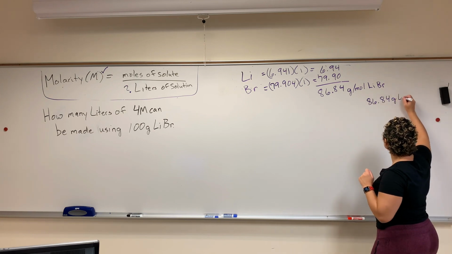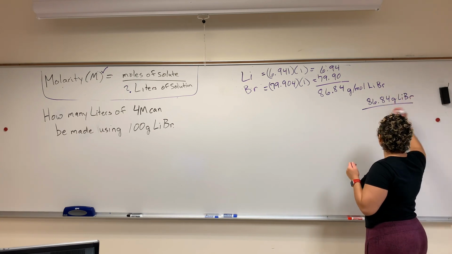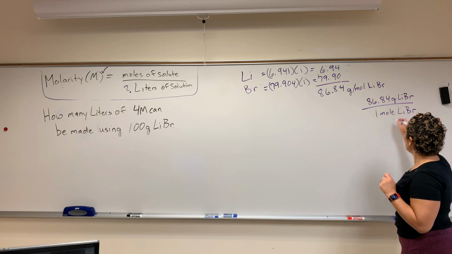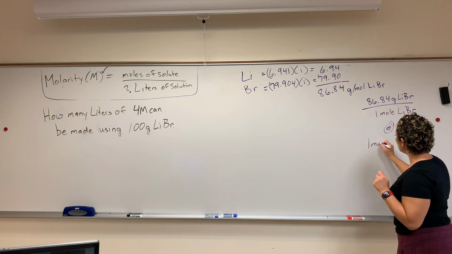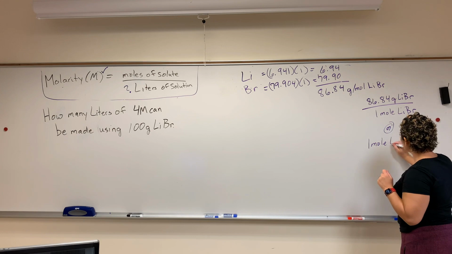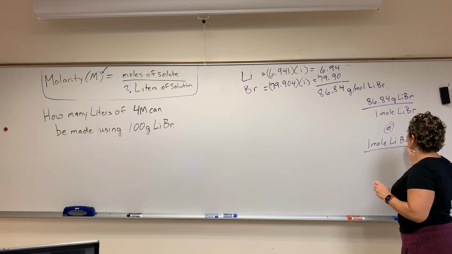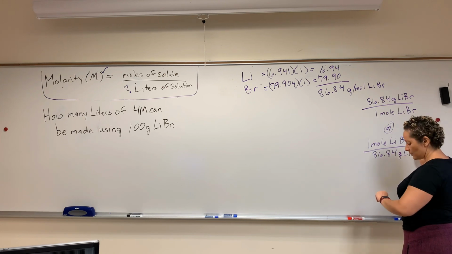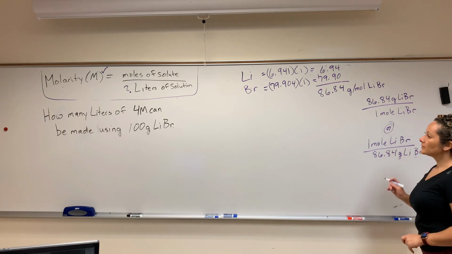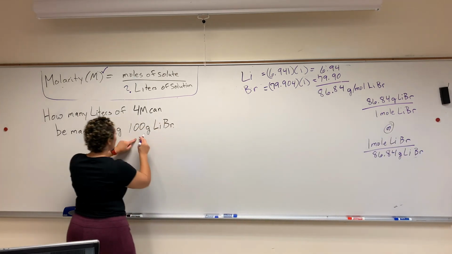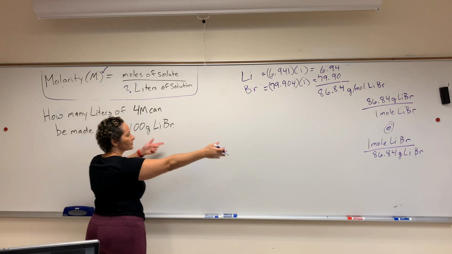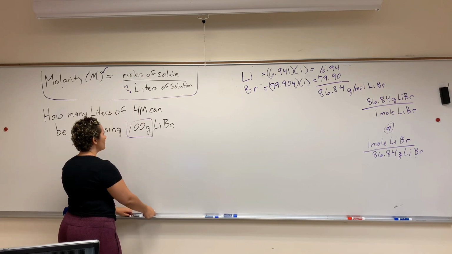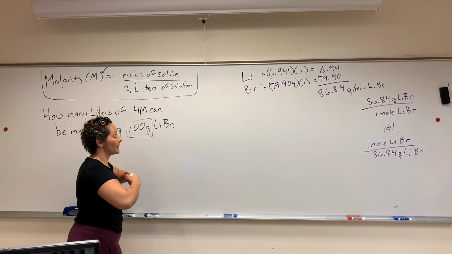So 86.84 grams lithium bromide is equivalent to 1 mole lithium bromide. Okay, or 1 mole LiBr is equivalent to 86.84 grams LiBr. Okay, so we know, remember, we always start with what we know. We don't just choose one of those because we want a certain one on the top. We always have numbers we're working with. And the number that we're working with here is 100 grams.